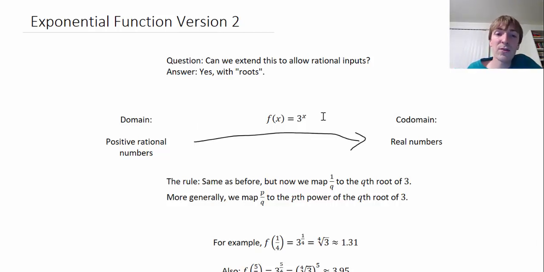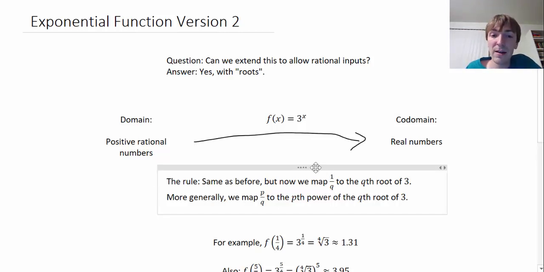Okay, so in this second version of the function, our domain is now positive rational numbers. And the rule is the same as before, at least if you're inputting an integer. But if you're inputting a rational number, then the rule is as follows. It's a little bit more complicated. If we're going to plug in 1 over q, that becomes the qth root. So in this example where I have 3 to the x, 1 over q would become the qth root of 3.